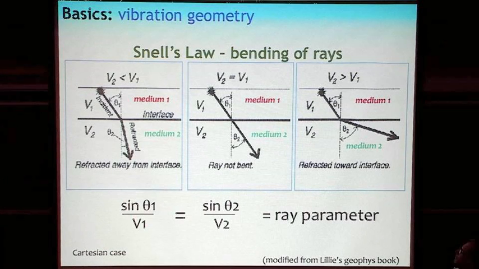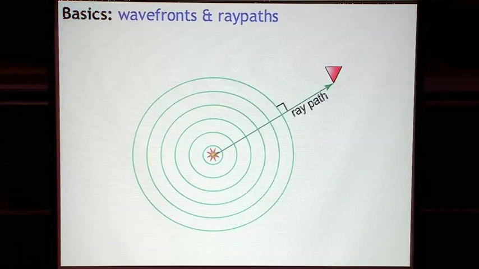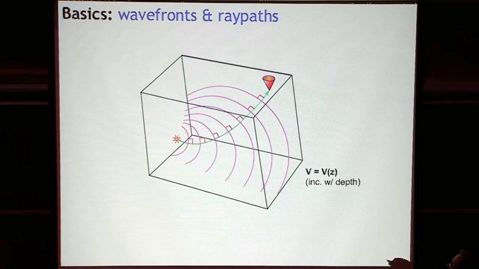And so, as I said, we have this thing called a ray path, which is perpendicular to our expanding wave fronts. And so in a lot of our diagrams, we just draw the lines because it's much easier when you're talking about complicated things in the Earth. And maybe it's curved, whatever.